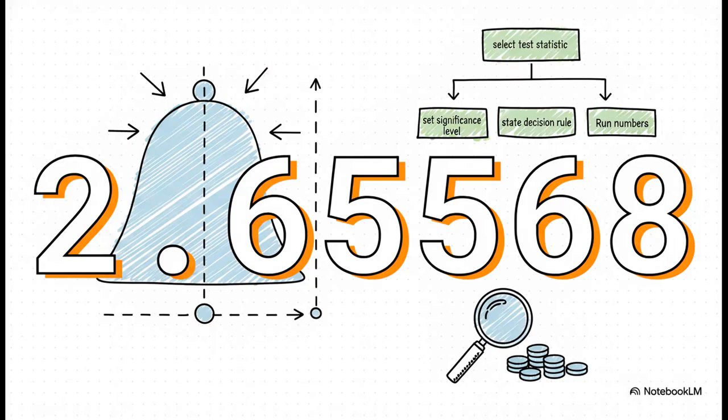Okay, so we've set up our trial, we've decided on our burden of proof, now we run the numbers. We take all that performance data from those 24 months and we boil it all down into this one single number, 2.65568. Think of this number as the strength of our evidence. It's telling us that the performance we saw is over 2.6 standard units away from what we would have expected just by pure chance. So the big question is, is that far enough away to be convincing?